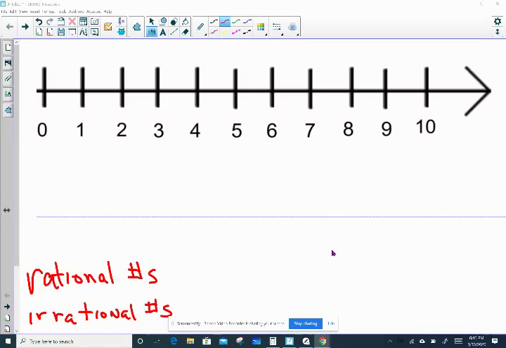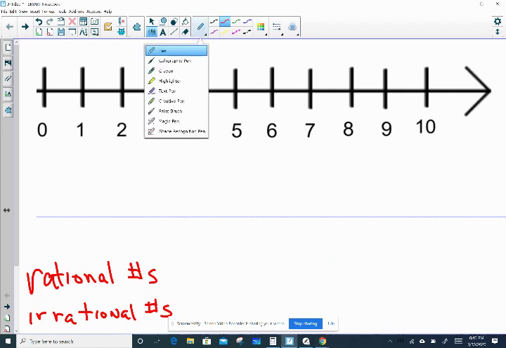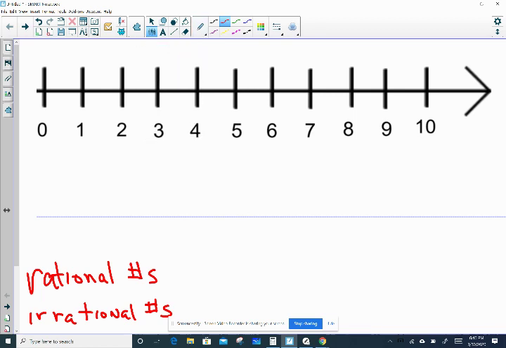So let's talk about rational numbers and irrational numbers. A rational number is a number that totally makes sense. So in other words, all of my counting numbers, all of the numbers on the number line, 1, 2, 3, and so on forever, or -1, -2, -3, and so on forever, are all examples of rational numbers. Another example of a rational number is anything that looks like a fraction.